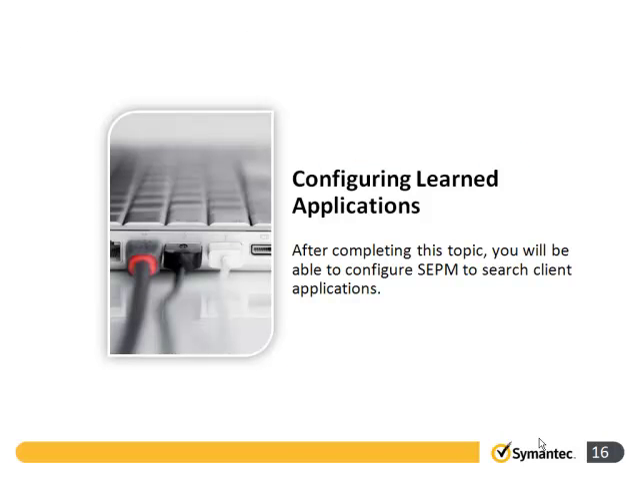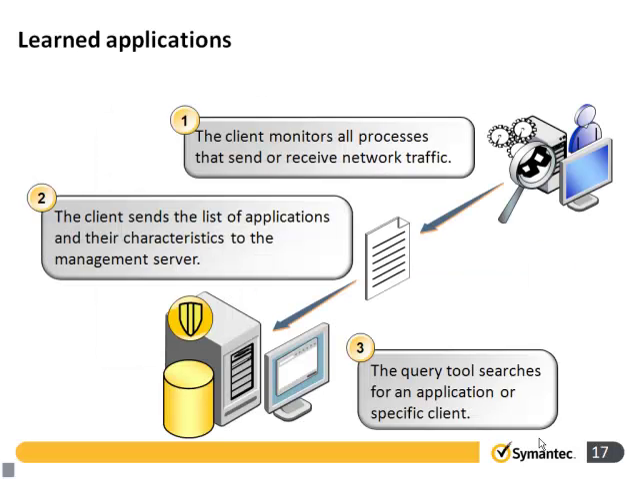So how do we configure learned applications? Learned applications is where the SEP clients themselves listen and gather information about every application that the clients are running, and that information is logged and then uplifted into the SEP database. That information can be used by the security administrators to define certain rule sets and to be sure about what applications are allowed and which are disallowed. Once the data has been uplifted from the client and is held on the SEPM database, the query tool can search through these applications and the administrator can use this information.